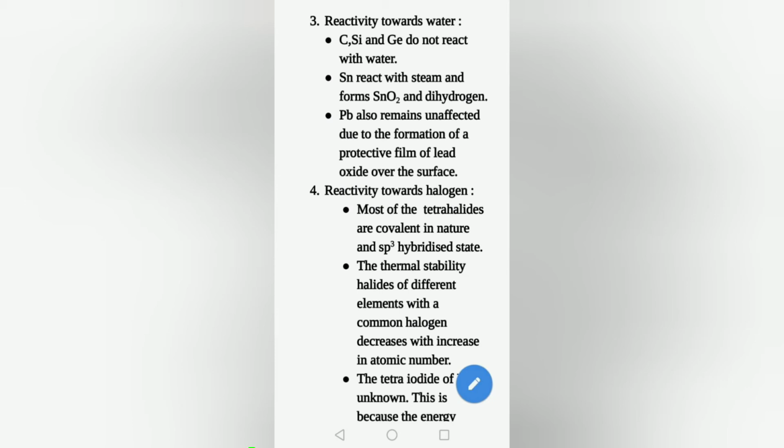Next chemical property is reactivity towards halogens. Most of the tetrahalides are covalent in nature and sp3 hybridized. The thermal stability of halides of different elements with a common halogen decreases with the increase in atomic number. The tetraiodide of lead is unknown. This is because the energy released during the formation of the lead-iodine bond is not enough to unpair the 6s2 electrons and excite one of them to a higher orbital to have 4 unpaired electrons around lead.